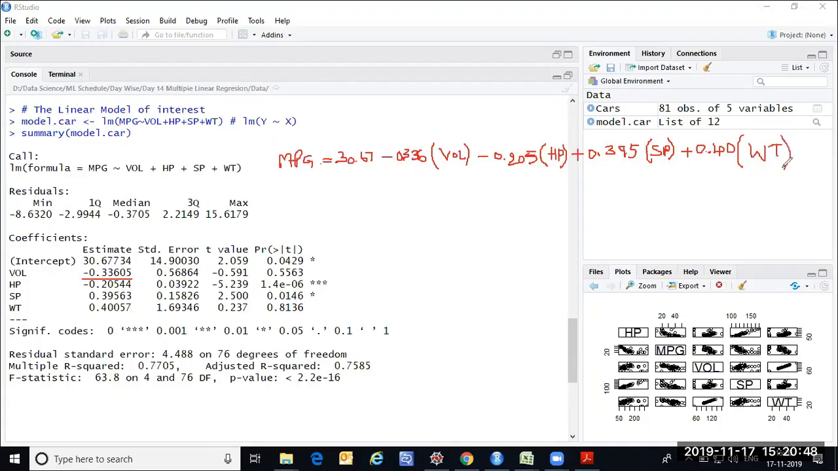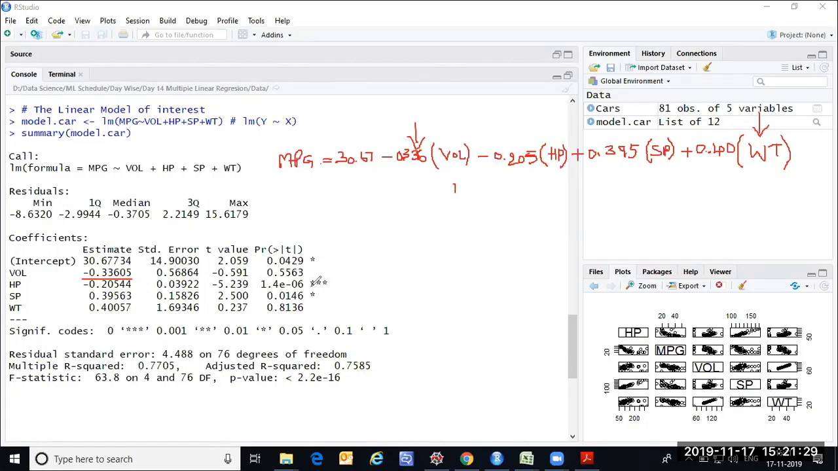So what is it telling? If anybody asks you what sort of influence volume is having on MPG, how can you interpret it? If the volume is increasing by 1 unit, your mileage is decreasing by 0.336. Clear? And this is how you need to interpret. However, of course, we cannot consider these coefficients in our equation for volume and weight because the coefficients are not significant, right?